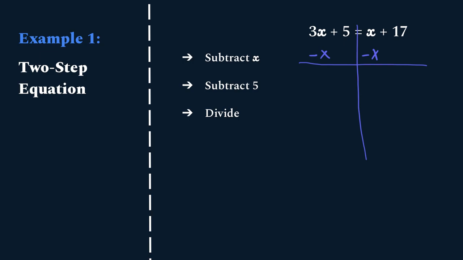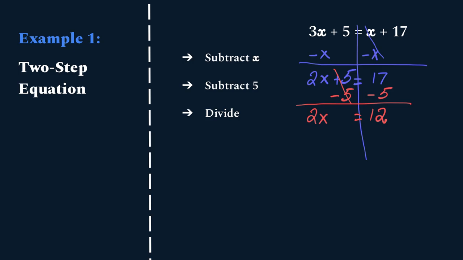Okay, 3x minus x will equal 2x. I'm going to rewrite the 5, and then x minus x will equal 0, and then we'll have to write the 17. Now let's move the 5 to the other side of the equal sign by subtraction. Okay, we're going to bring down the 2x. 5 minus 5 is 0. 17 minus 5 is 12.